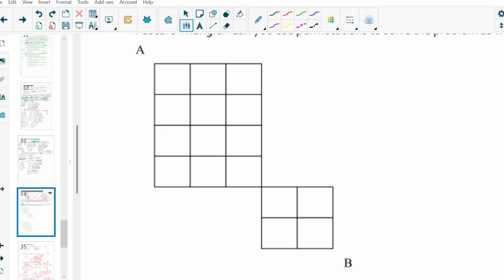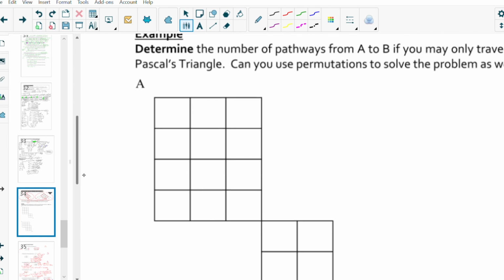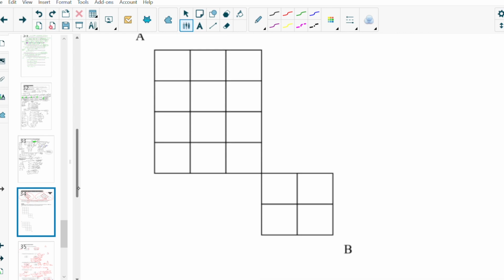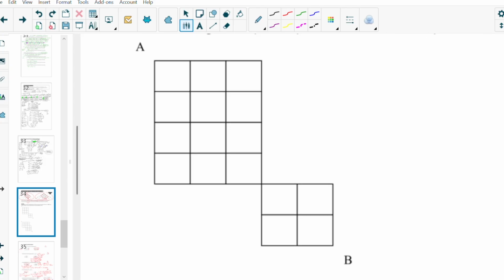Okay. We're going to solve this two ways. Solve using Pascal's triangle, and then it's asking, can you use permutations to solve the problems as well? We'll find out. Let's do the first part here. If I'm drawing on Pascal's triangle, imagine this. It'd be easier if you can tilt it, but just think about it this way.